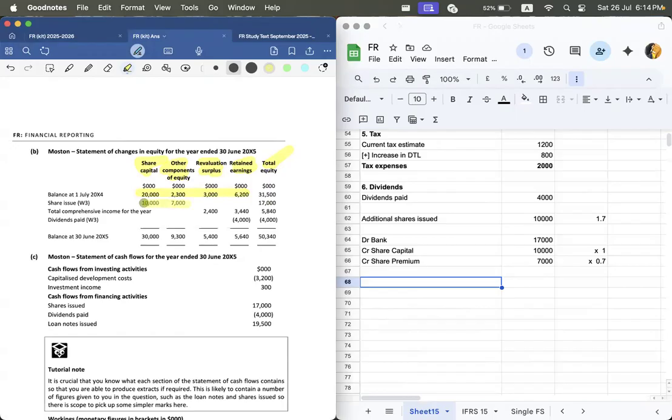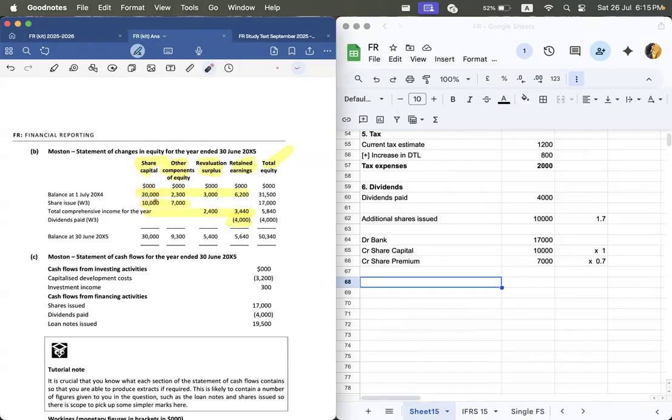You have been in audit, right? This is the exhibit C that we use in audit. So this is the SOCE. In SOCE, you're going to take the opening balance. Now, about the opening balance, this is going to be 20,000. Why? Because the 10,000 was issued during the year. So 20,000 is the opening balance of share capital.